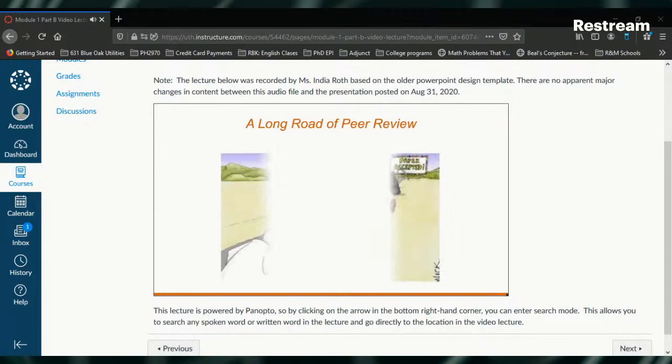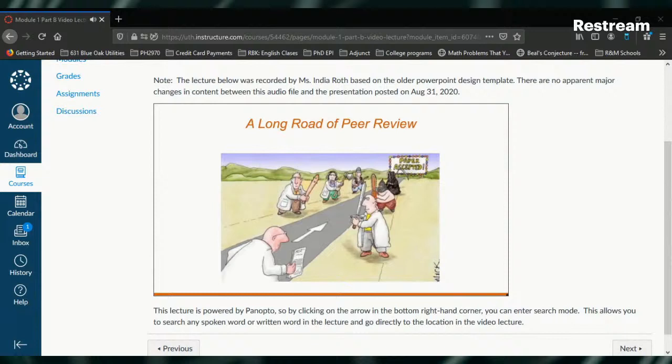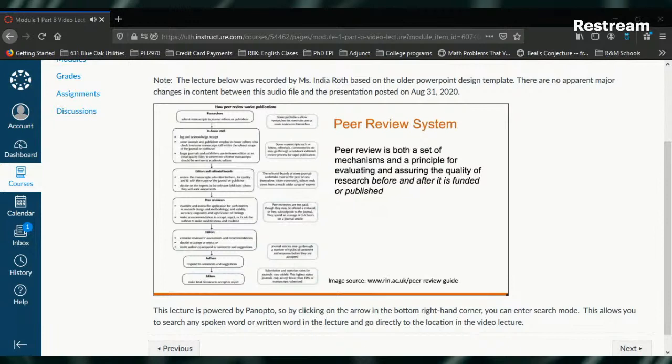And don't forget, there is a long road of peer review between you writing a paper and it being published. This flow diagram shows the process of peer review systems.